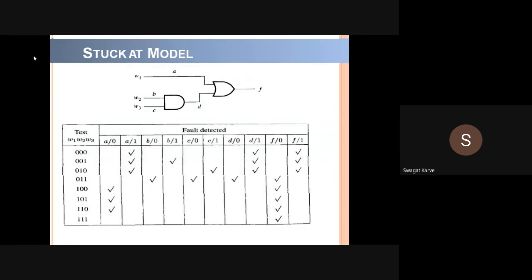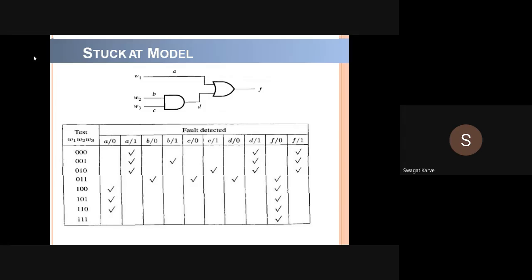So there are only two chances, that either that pin got connected to a logic 0 or that pin permanently got connected to a logic 1, right? So in this way you have to test any circuit.